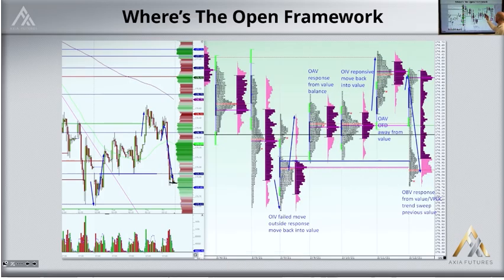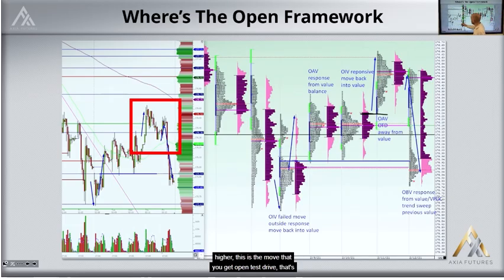Now we get something different. Open above value. What happens when you get to the top of value? Immediately open, test, and then we drive up. This allows for the market to trade higher. This is the move that you get. Open, test, drive. That's the blue candle, the blue line here. That sends us up. So market's got direction now. It shows a change. It moves away from accepted value, and that could have been seen or at least looked for very, very early on, straight on the open.